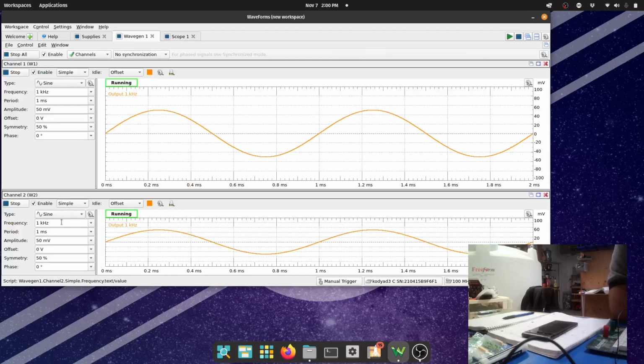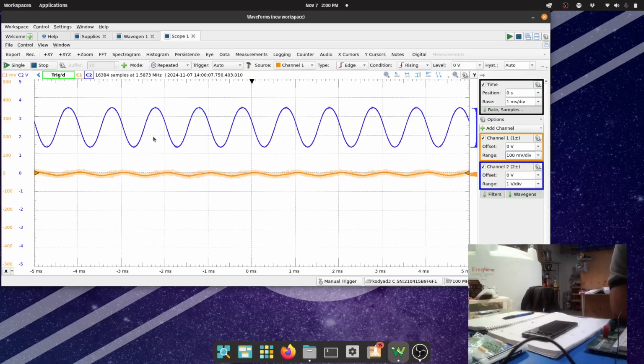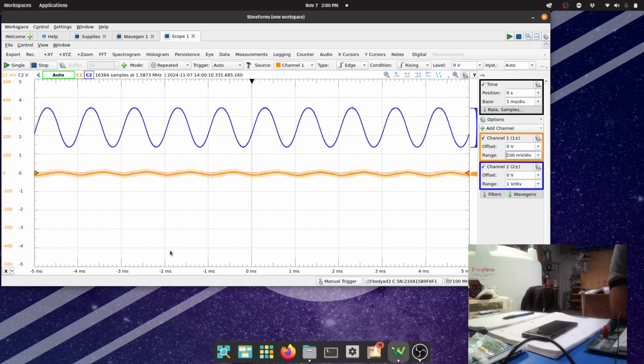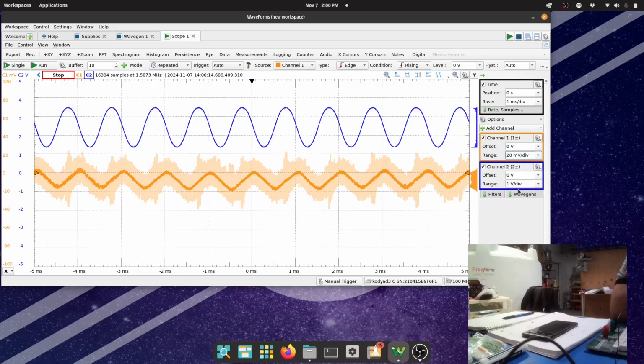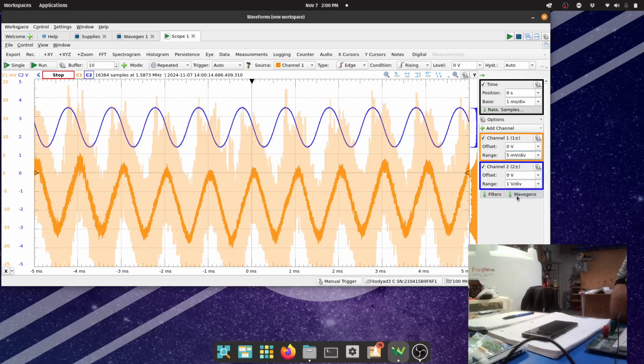What if I just stop W1? There. Now I think we have it. I just turned off wave generator 1. Then our output just became much, much different than our input.